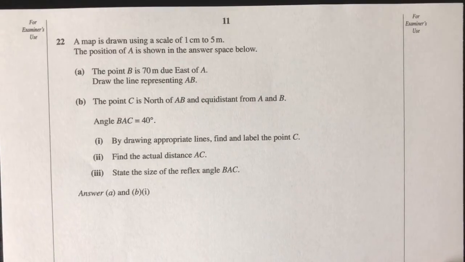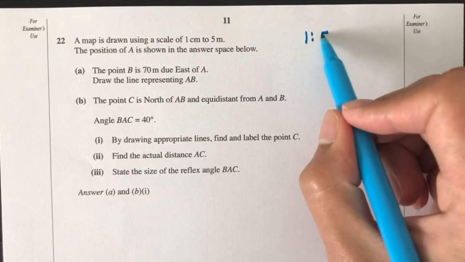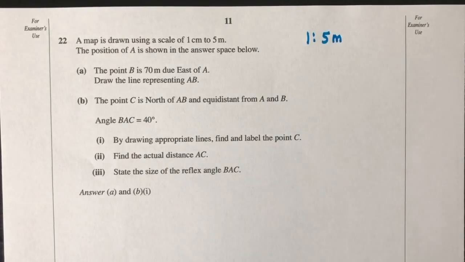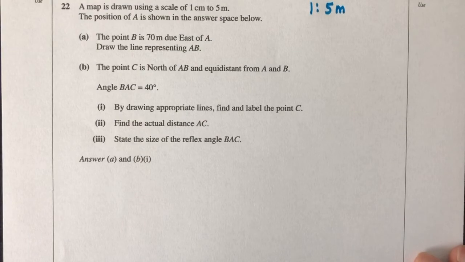Question number 22. A map is drawn using a scale of 1 to 5, so 1 to 5 meters. The position A is shown in the answer space. So this is the position A. Now we have part A. The point B is 70 meters due east of A.